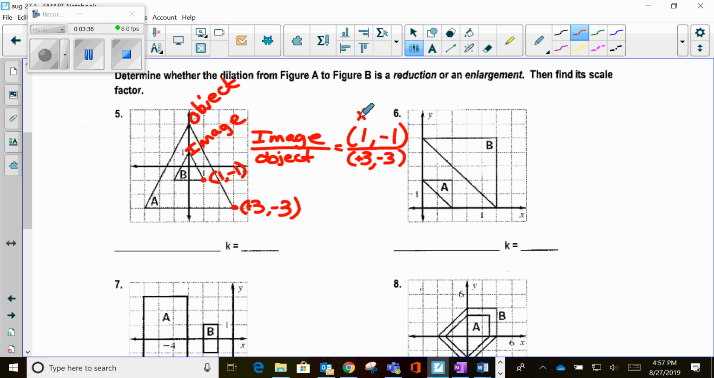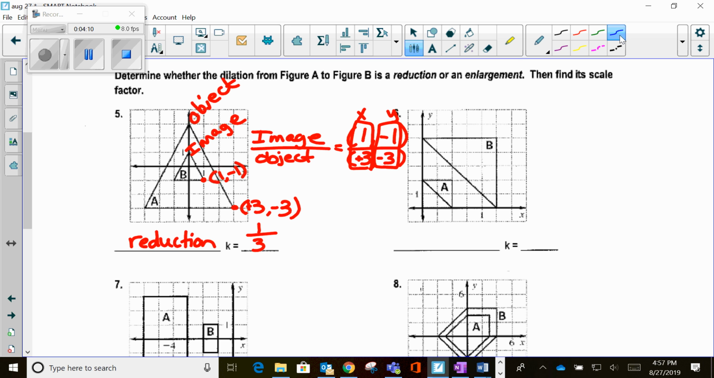Now our x values are lined up and our y values are lined up, which gives us a ratio, and they should come out to the same ratio. For these 2 triangles, the scale factor is 1/3. The x values have a ratio of 1 divided by 3, and the y coordinates have negative 1 divided by negative 3, which is still 1/3. So this was a reduction with a scale factor of 1/3.